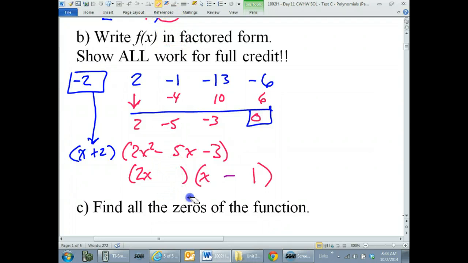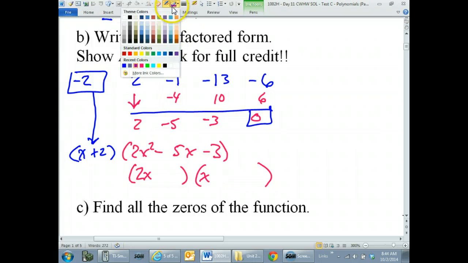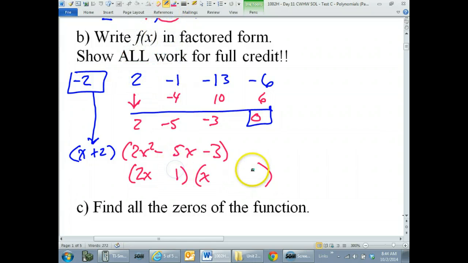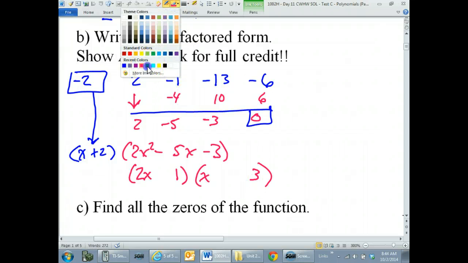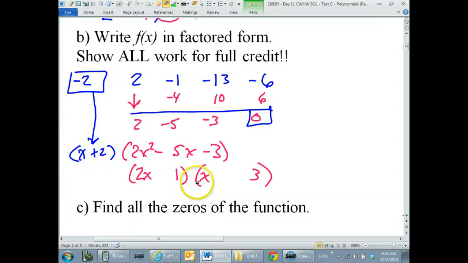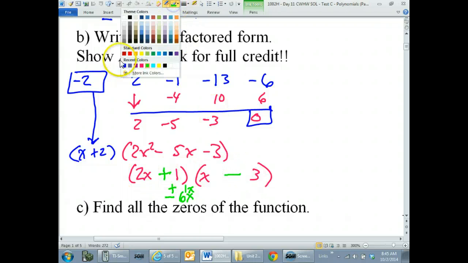Okay, so I'll try putting the 1 on the other side. Okay, so we'll go 1 and 3. Okay, so again, we'll do inner plus outer has to give me the middle. But this time, inner, I have 1x. Outer, I have 6x. How can I get a negative 5 out of this? If I have a positive 1 and a negative 6. So there's my positive 1, and this will give me a negative 6. But this time I get the negative 3 that I want as well. Positive times a negative is a negative. So this is the correct factorization.